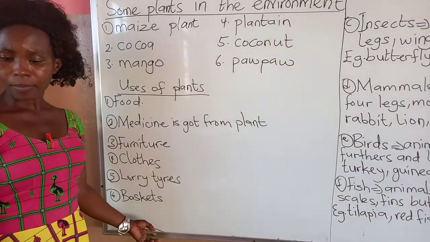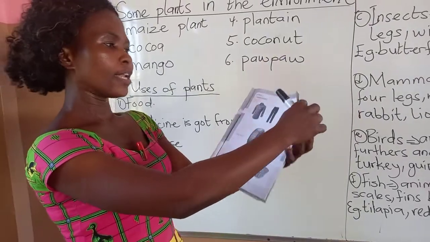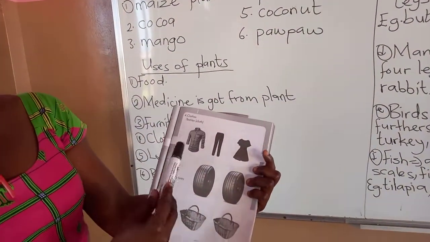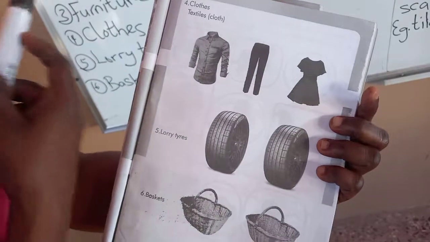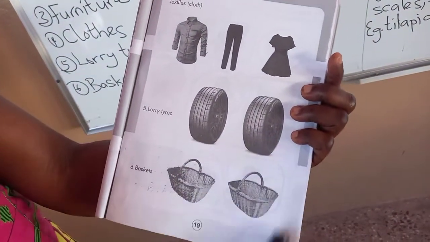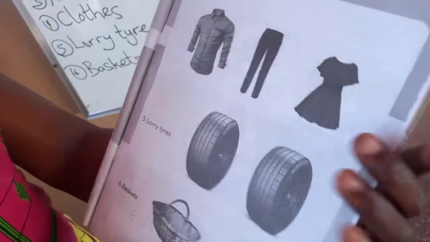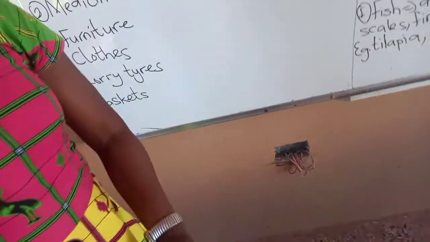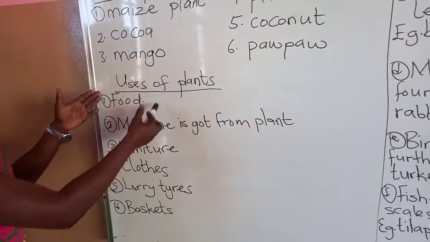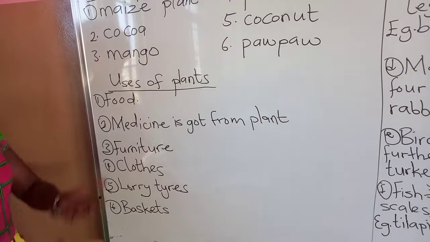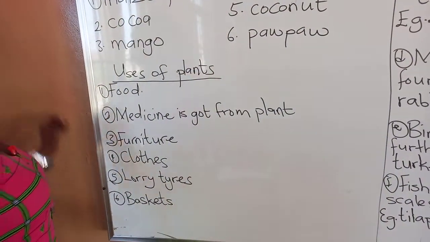We also have our baskets. And let me show you some pictures, if you don't know the lorry tie. Now let's see. I was talking about clothes. These are some of the examples of the clothes. What you wear, and what we put on, we get them from plants. We also get our lorry ties from plants. And these are baskets and our canes, they are all gotten from plants. So these are the uses of plants. We get food, medicine, furniture, clothes, lorry tie, and basket.